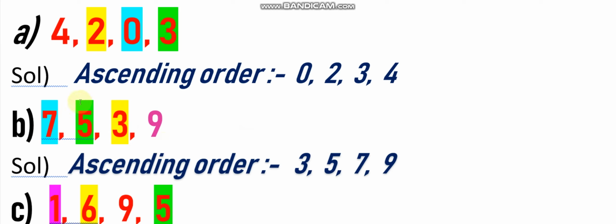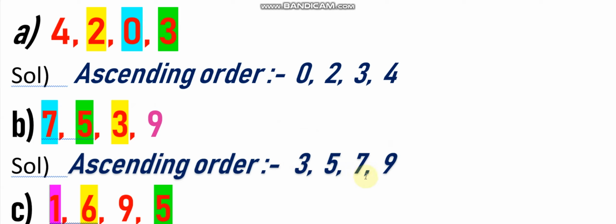From these numbers, again you check the smallest number. 5 is the smallest number. Yes, make a round to 5. Write here 5. Write off 3. Again two numbers are left. 7 and 9. From these two numbers, again you check the smallest number. 7. Make a round to 7. Write here 7. Then last number is 9. You write here 9. It is the ascending order of the given numbers. 3, 5, 7 and 9.